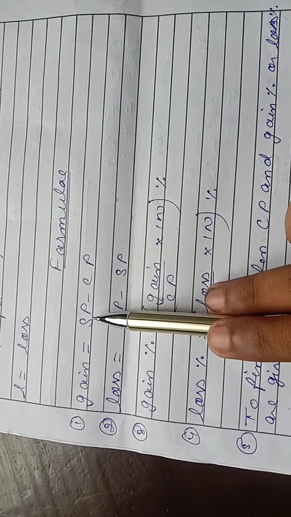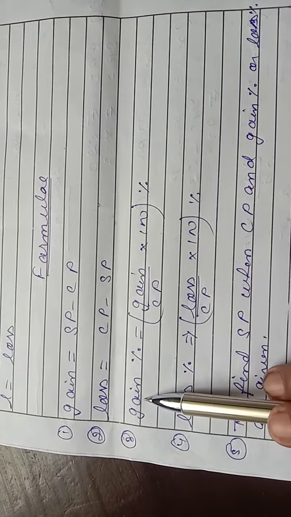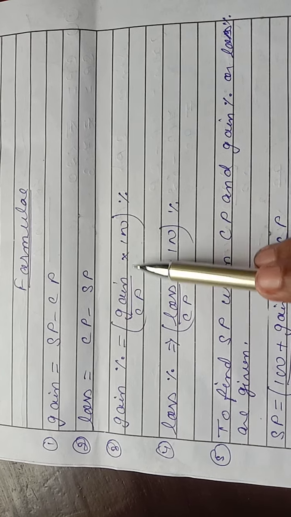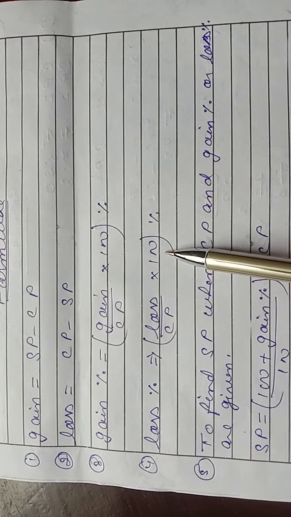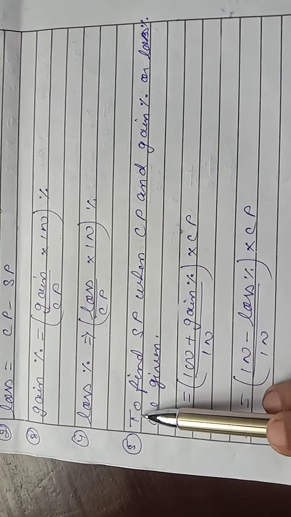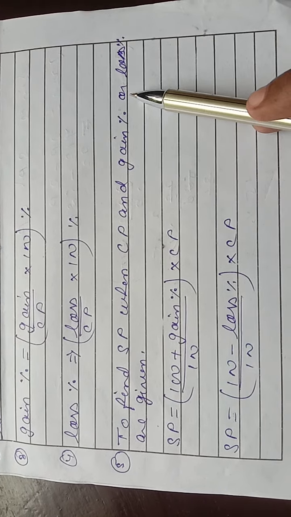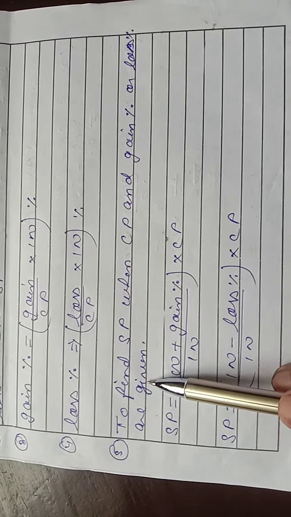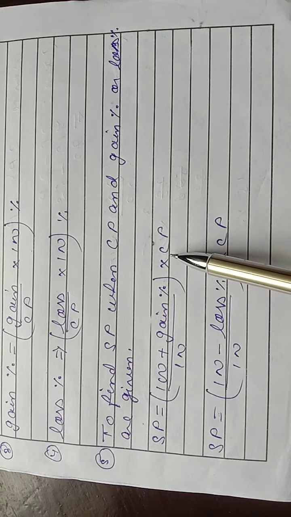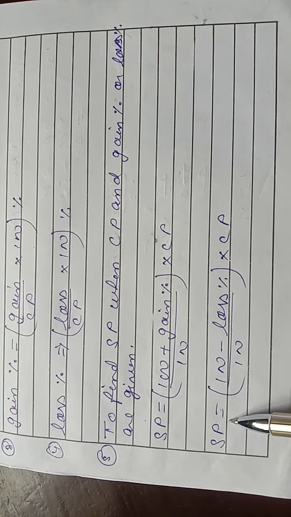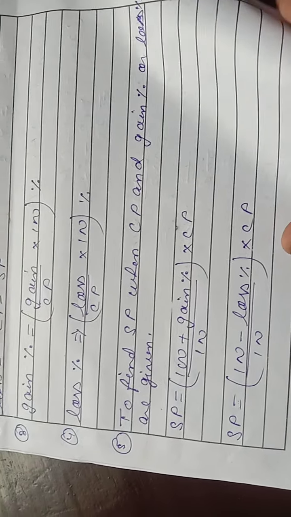Gain equals SP minus CP. Loss, CP minus SP. Gain percent, gain by CP into 100%. Loss percent, loss by CP into 100%. To find out SP when CP and gain percent or loss percent are given, we can use SP is equal to (100 plus gain percent) by 100 into CP. SP is equal to (100 minus loss percent) by 100 into CP.